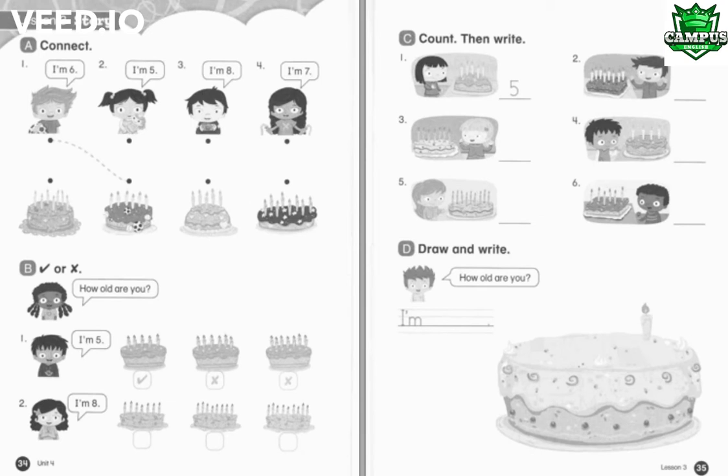How old are you? 1, 2, 3, 4, 5. I'm 5. How old are you? I'm 6. How old are you? I'm 7. How old are you? One, two, three, four, five. I'm five.